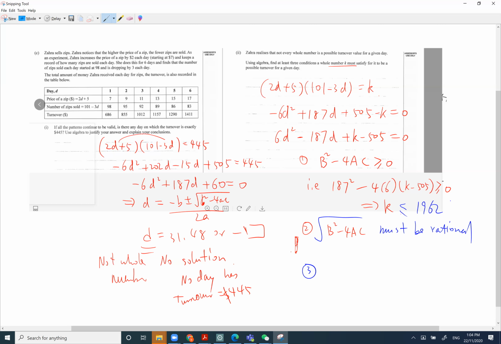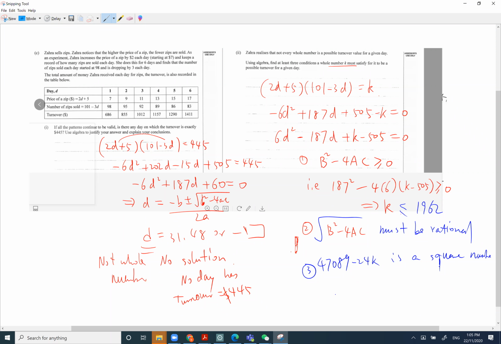Okay. Well, this one you need to square root, which means something minus 24K inside is a square number. Because you can square root it, otherwise there's no whole number solution. Inside here is 187 squared plus 24 times 505, which is 47089. This one is a square number.